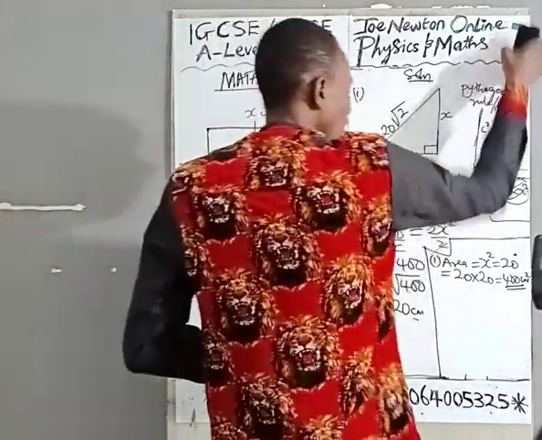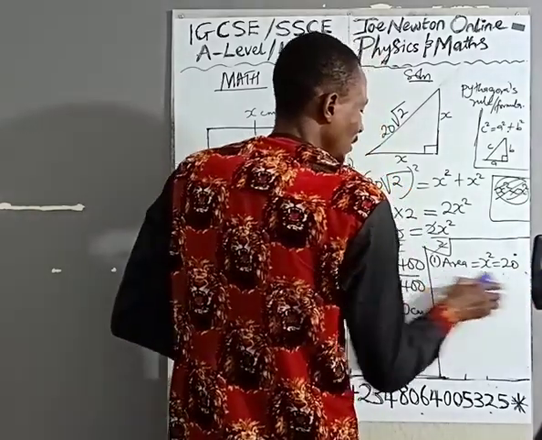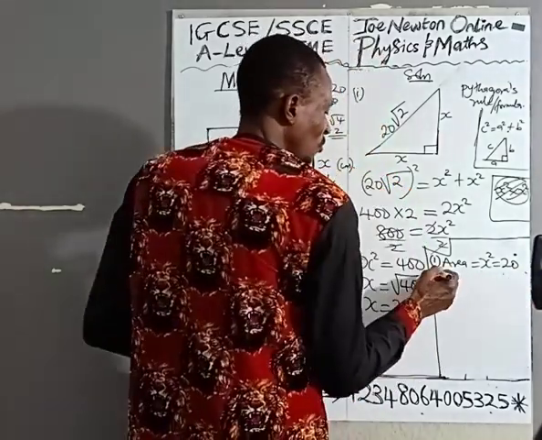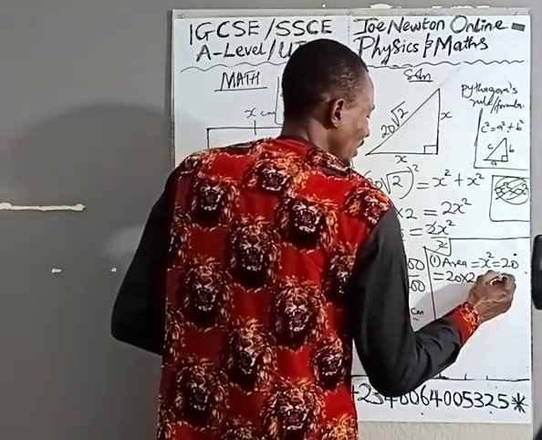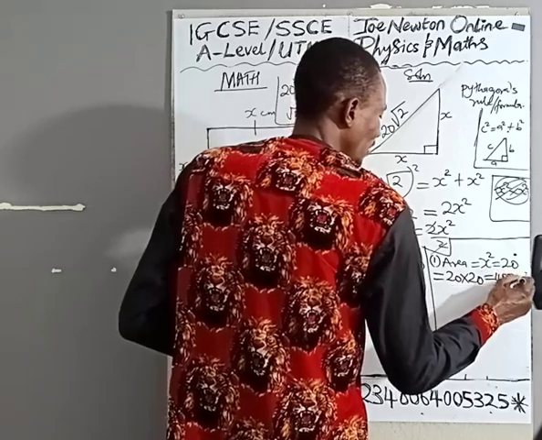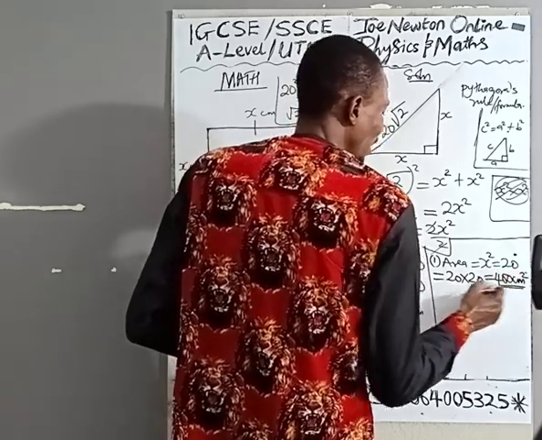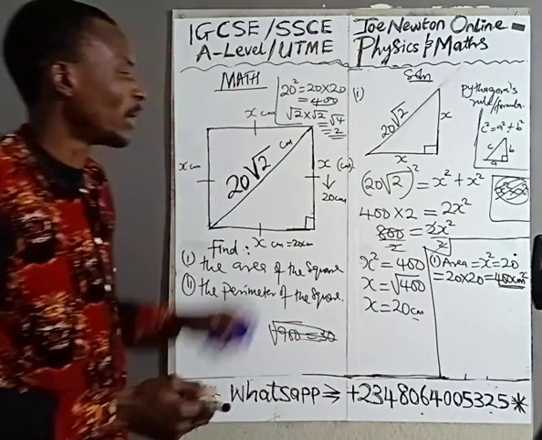Okay, let me write it clearly, and just managing space here. That will be 20 times 20, like we said. That is 400 centimeter squared. That is the area of that square.